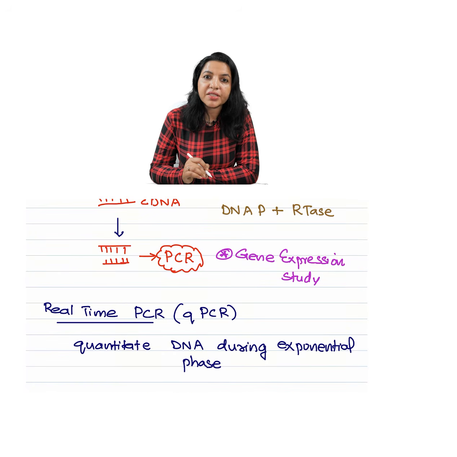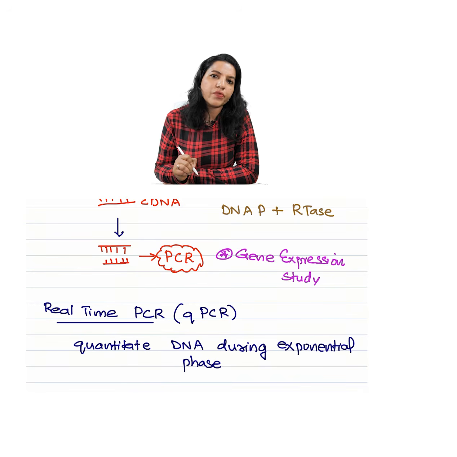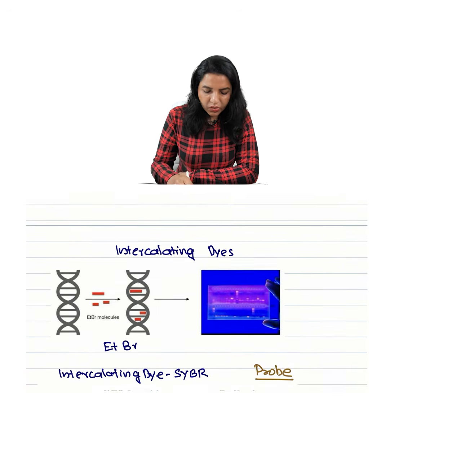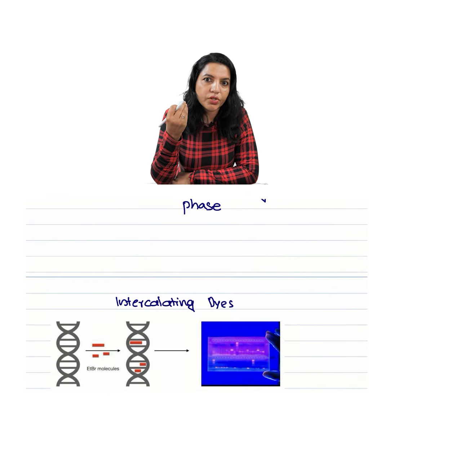The next variant is real-time PCR, otherwise called qPCR. Remember, this is not RT-PCR. What is the function of real-time PCR or qPCR? It is to quantitate the DNA, and this is during the exponential phase. So what is the technique that we use to quantitate?